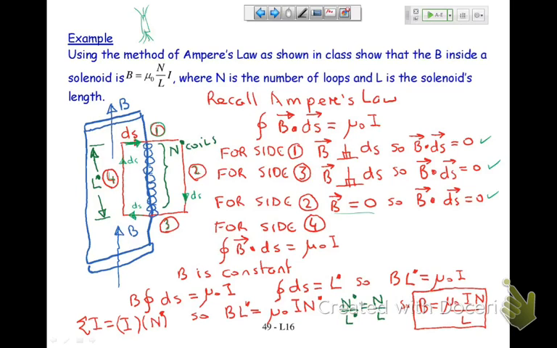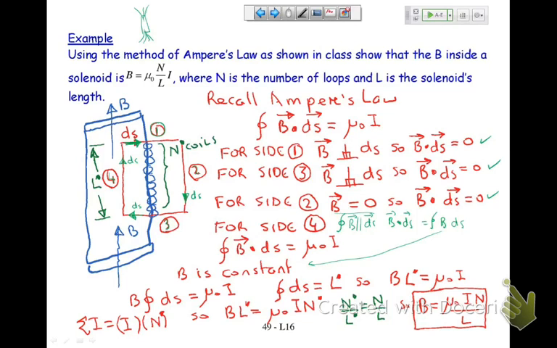I say the line integral of B dot ds for side 4 is equal to mu naught times I. B is constant, and B is parallel to ds. I missed a step here: because B is parallel to ds, B dot ds is equal to B times ds. It doesn't have to be a dot product because it's the magnitude of B times the magnitude of ds times the cosine of 0, which is 1. Then, since B is constant, I can take B outside this integral. It's a small point, but it's detail.